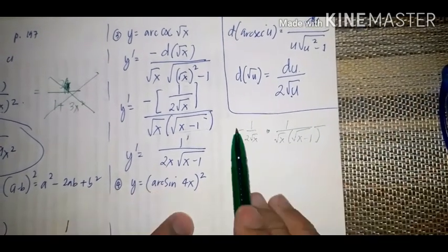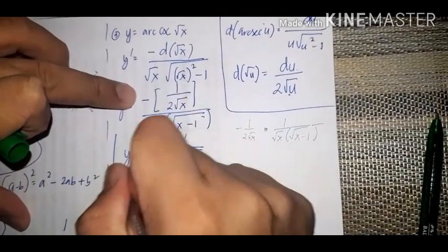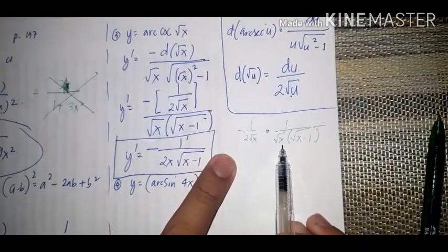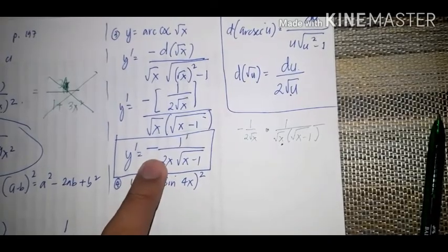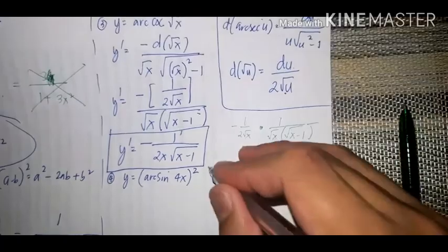So, as you can see, if I'm going to multiply this, oh, I forgot the negative sign. So, negative here. So, the answer is that. So, if I'm going to multiply 2 times the square root of x times the square root of x is x. So, square root of x minus 1. So, negative 1 over 2x square root of x minus 1 is our answer.